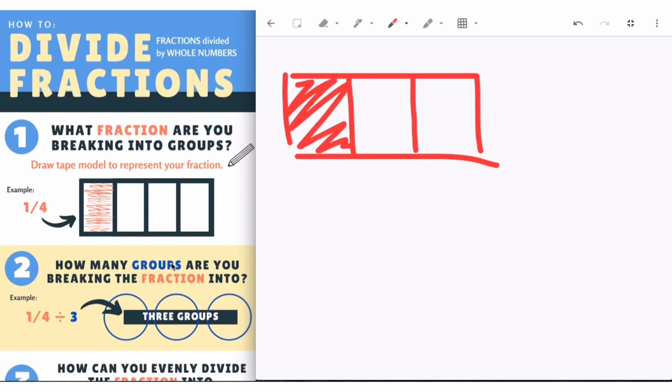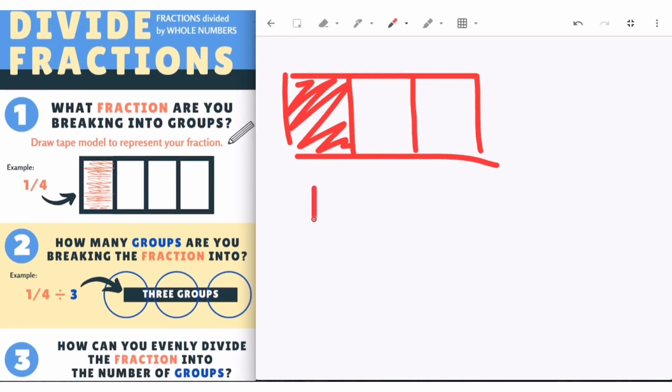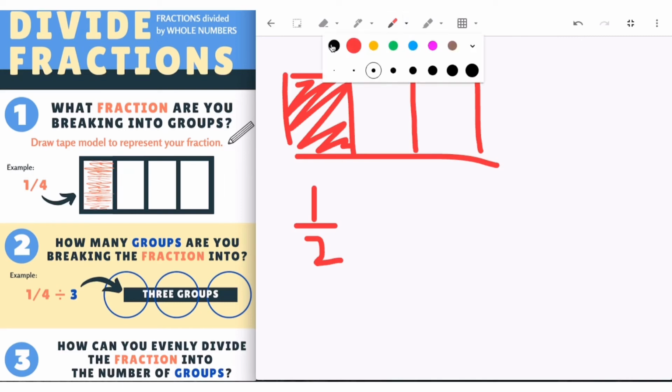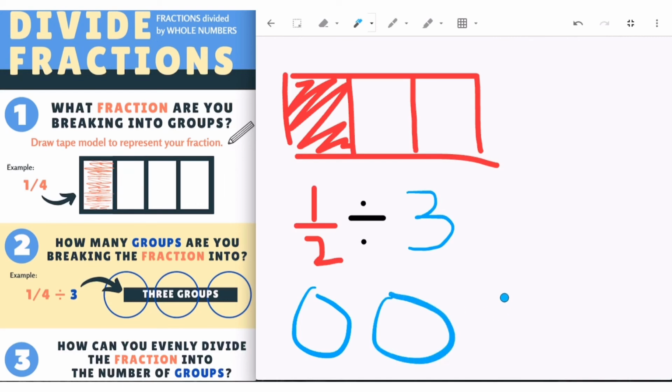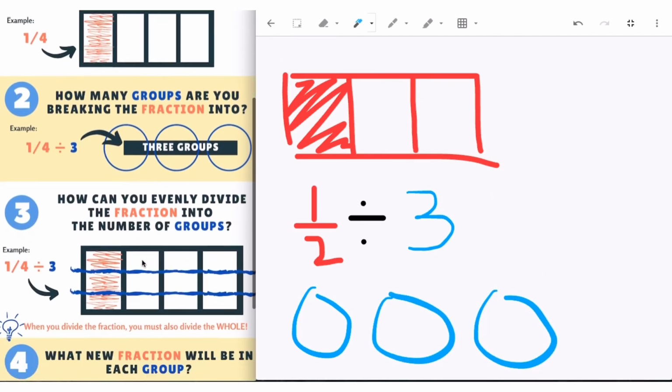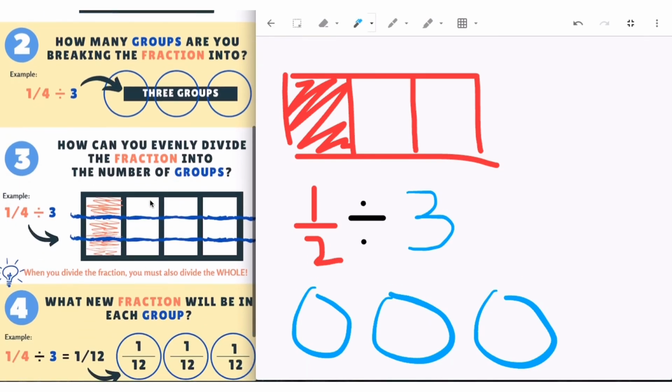Okay, so step 2 says how many groups. So if I'm dividing it into 3 groups, that means that I have 3 groups. Dividing it between 3 friends, that means I have 3 friends that I'm dividing it between. So I have 1/2 divided by 3. I'm also going to draw those groups here. And next, step 3, how can you evenly divide the fraction into the number of groups?